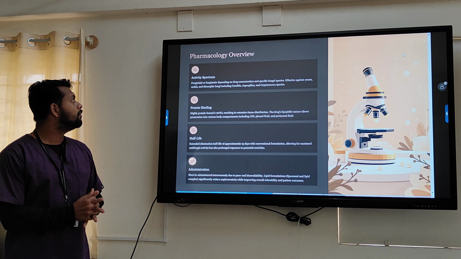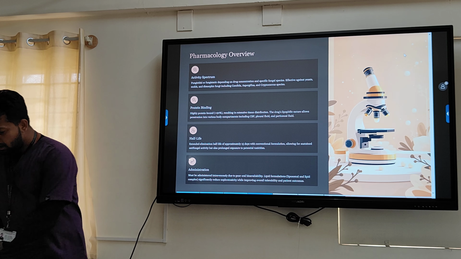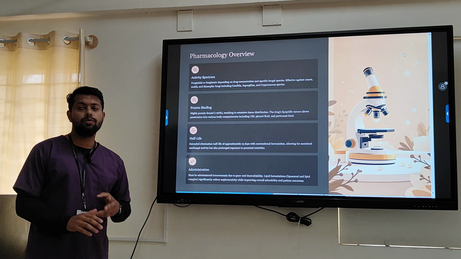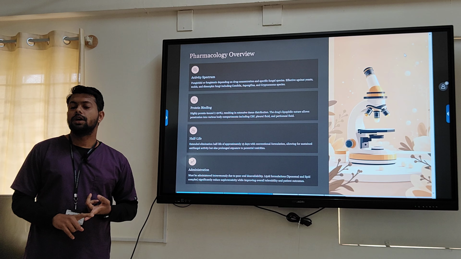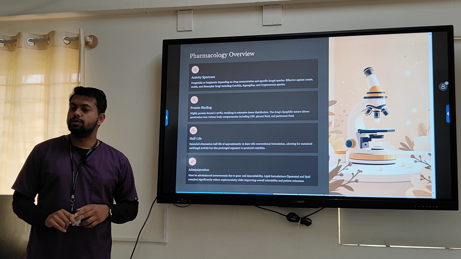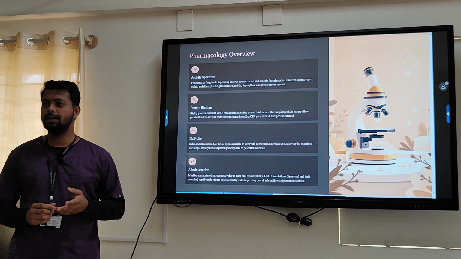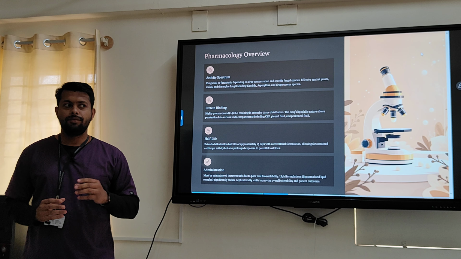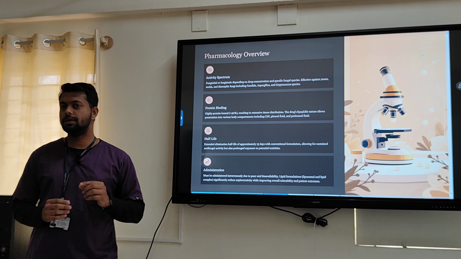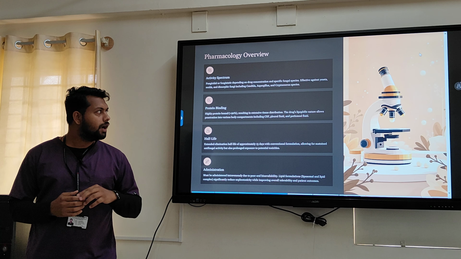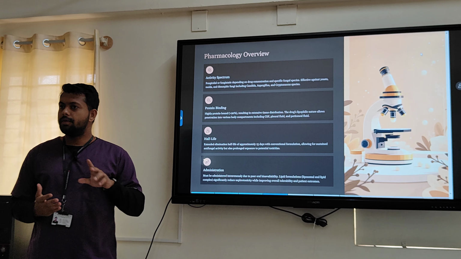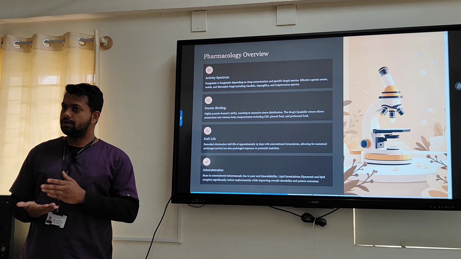So now the pharmacological overview, we will see the spectrum. Before going to the spectrum, there are two types of amphotericin B: one is conventional and one is liposomal. In the beginning it was a conventional drug. A very low concentration of the drug was causing toxicity. One more thing was that there was no outer cover on amphotericin B, so degradation of the drug was also happening.